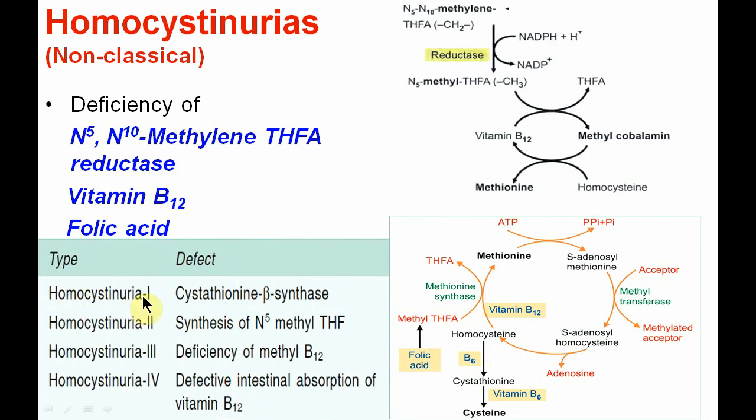Type 1 homocystinuria is deficiency of the cystathionine beta synthase enzyme. Homocystinuria type 2 is defective synthesis of N5-methyl tetrahydrofolate. Deficiency of methyl B12 is considered homocystinuria type 3, and defective intestinal absorption of vitamin B12 is homocystinuria type 4. Now we see the clinical manifestations of homocystinuria.